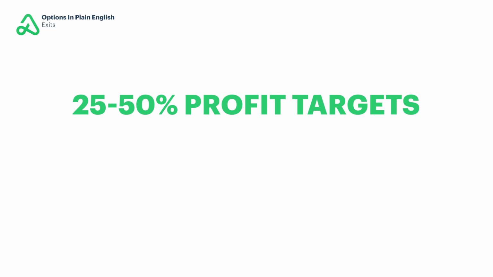Earlier in the trade, there may be a lot of premium available to capture, but after the trade has already worked, the remaining profit may still be smaller while the risk of giving back the gains still exists. That's why 25 to 50% profit targets can make sense for premium selling strategies. Not because they're magic numbers, but because they can help reduce exposure after the trade has already done part of its job.